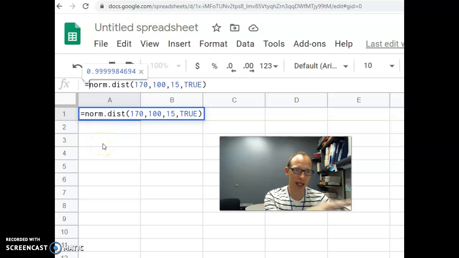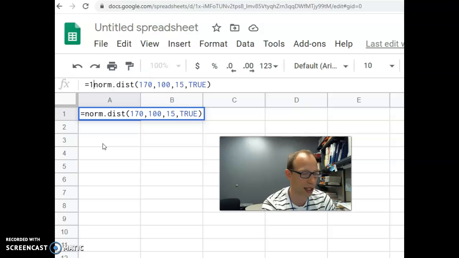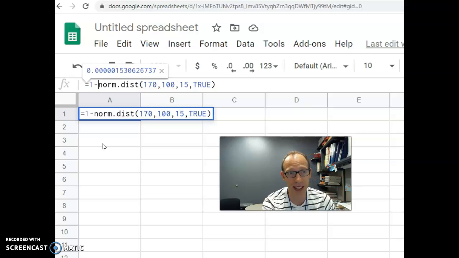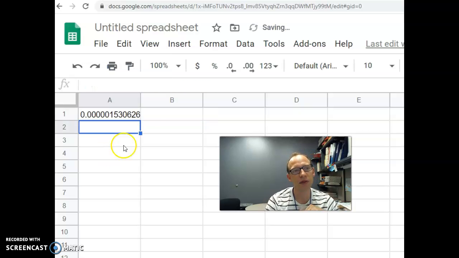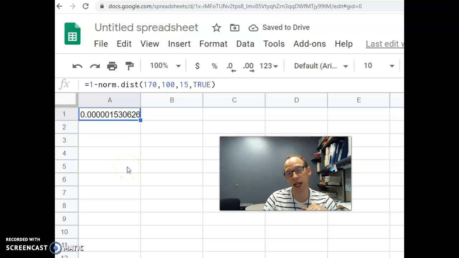the opposite of this. So that other website we were looking at could nicely just give us the area to the right, that tiny little tail to the right, whereas this is giving us the entire opposite of what we want. So all we have to do in our formula then is go 1 minus this amount, and this would give us the area to the right of that IQ score of 170.